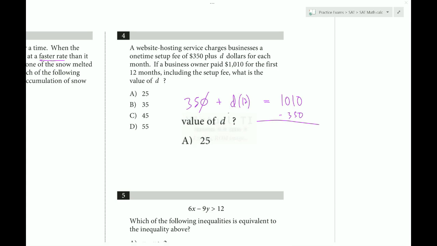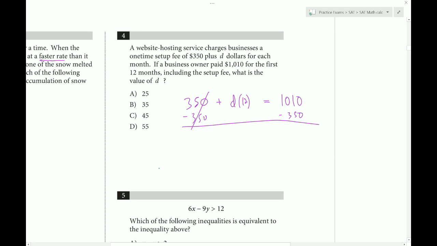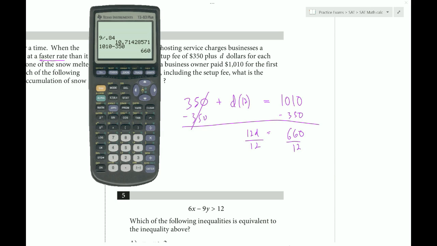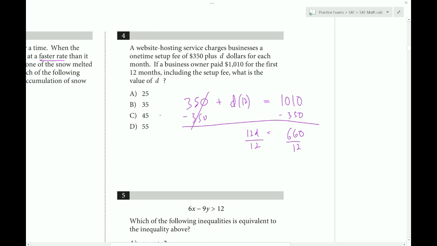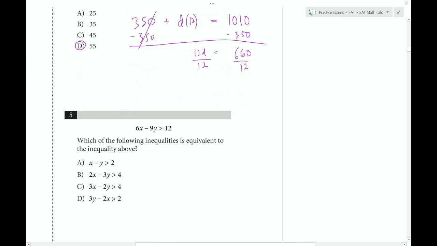So let's grab our calculators. Okay, 1010 minus 350 gives 660. That's 12D. So then we divide by 12. So take this and divide it by 12, and that gives 55. Okay, so the answer is choice D.